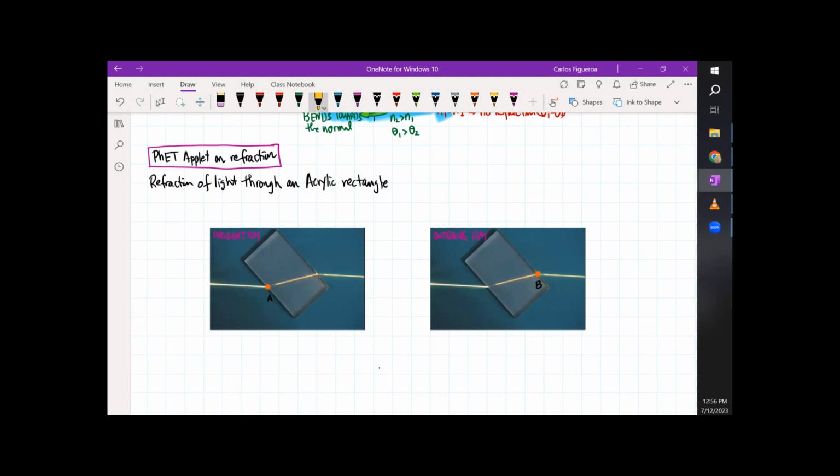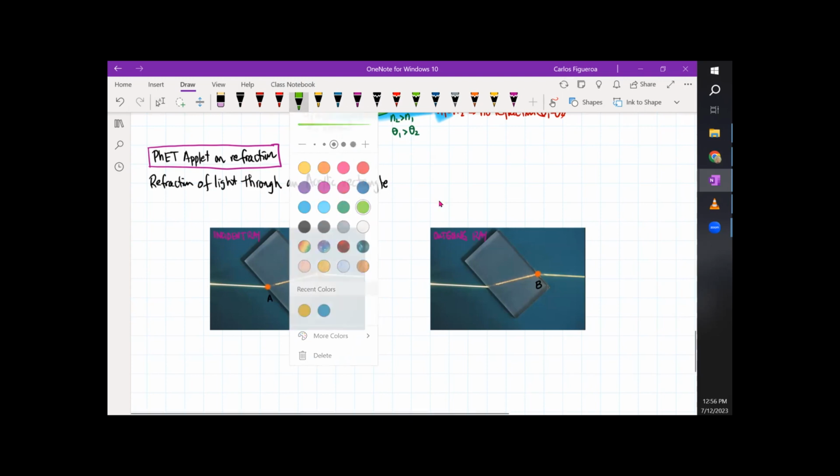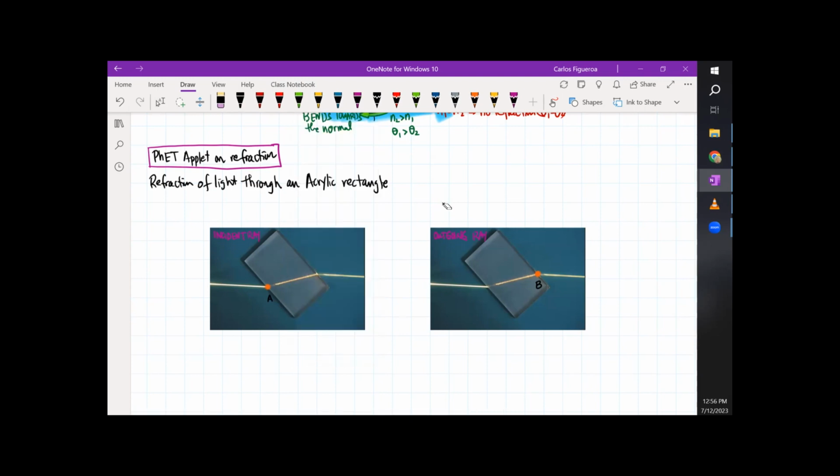So the first thing that I need to do here is draw my normal. So I'm going to look at point A and I'm going to draw a normal to the surface here. Okay? And here it is. This line right here, oops, damn it. Here, let me try that again. I'm going to draw a normal. And here we go. That's my normal.